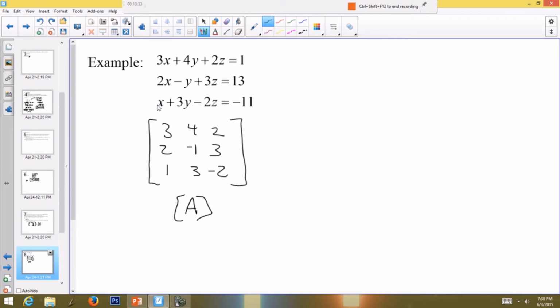The other thing, just in case you may see this sometime: if you have X, Y, and Z in the first one, X, Y, and Z in the second one, but only X, Y in the third one, then you should put a 0 for the Z column in that last one. All right, so now I want to have a constants matrix, and this is going to be my B matrix, and it's going to be 1, 13, negative 11.